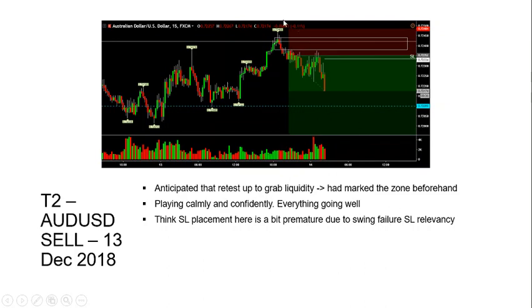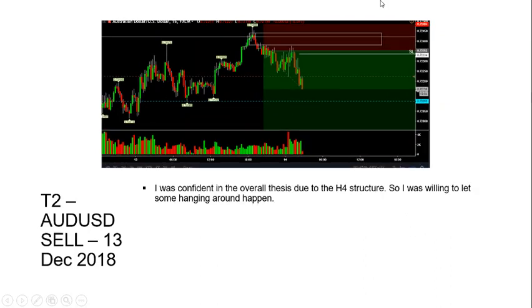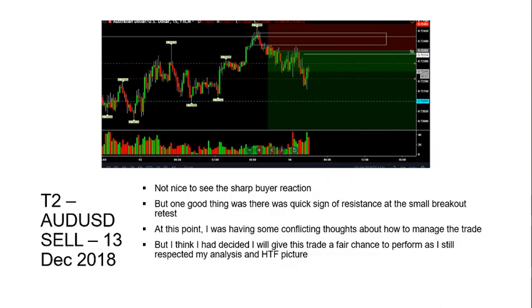what I mentioned before about these kind of swing failure entries after all the momentum fading is confirmed, and I should give the trade some space to just hang around over here. So that was where I had placed my stop loss. Later on, I actually moved it back. So I was confident in the overall thesis in the bigger time frame picture, so I was willing to let this sort of hanging around happen. So this was very clear in my plans, and I was playing perfectly according to that.